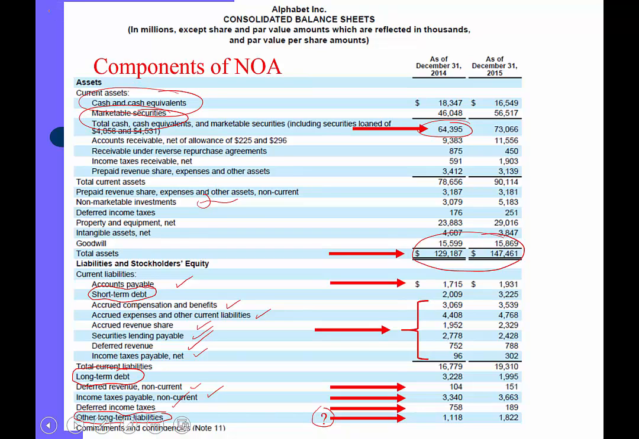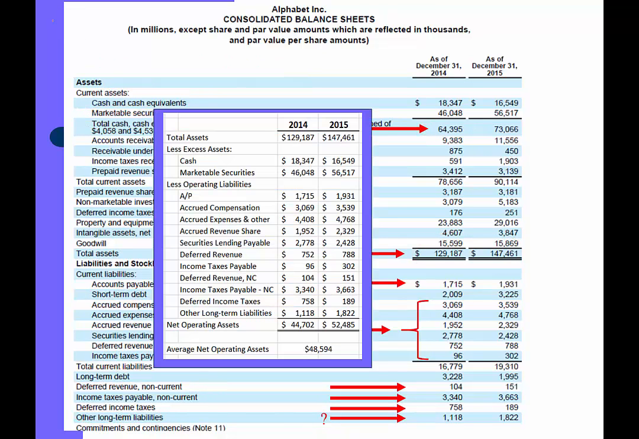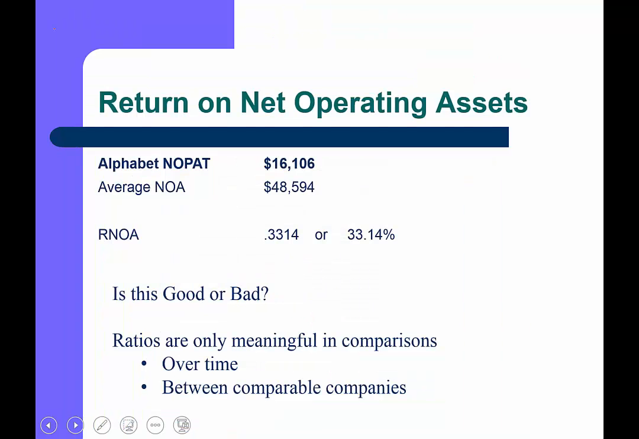So my measurement then: if I take my calculations and do exactly what I did before, total assets less the cash and the marketable securities, less all those line items, we get to net operating assets. I've got them for 2014 and 2015, so the average is 48,594. Return on net operating assets: we had net operating profit of 16,106 and average NOAs of 48,594. We get a return on net operating assets of 33.14%.